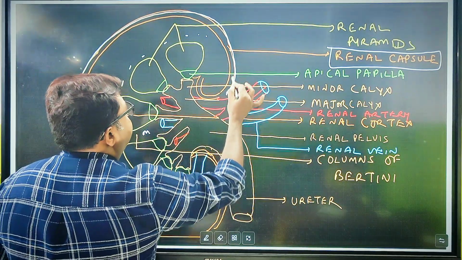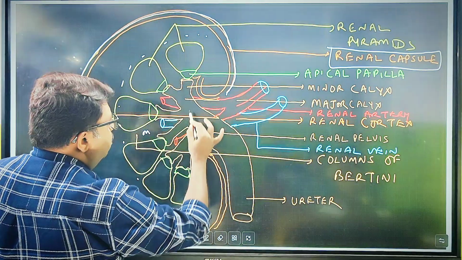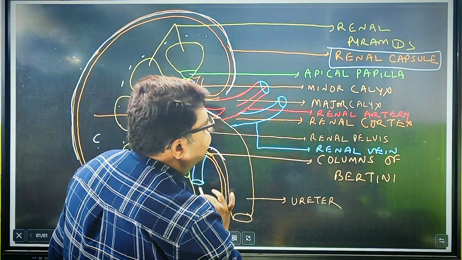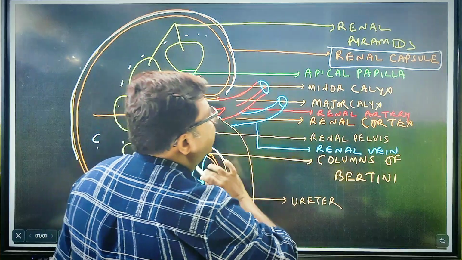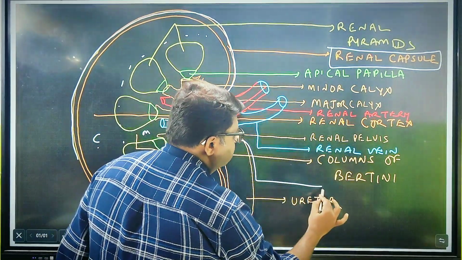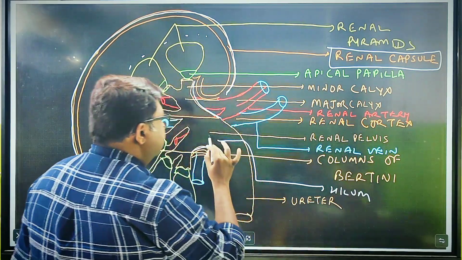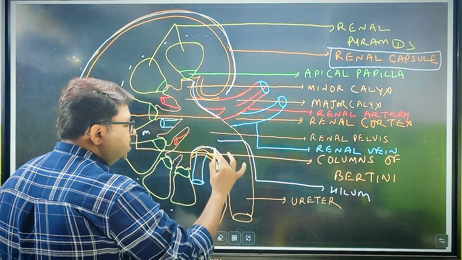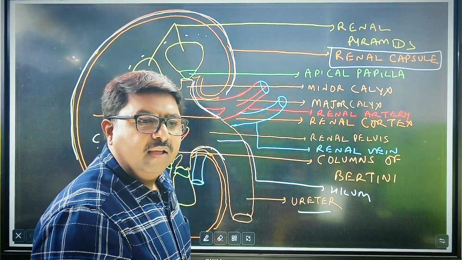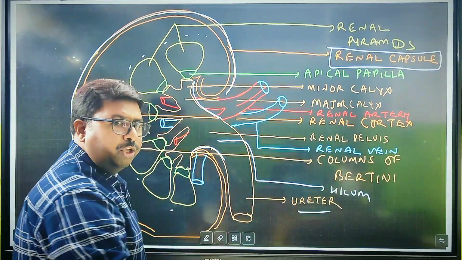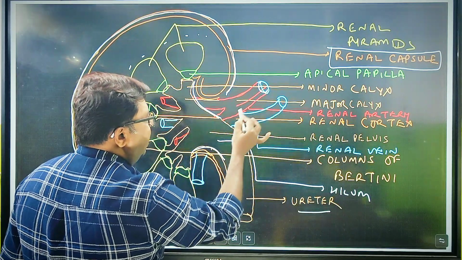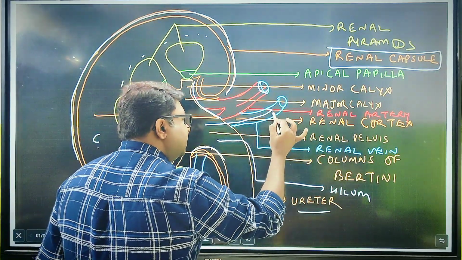Now, if this is the bean-shaped kidney, you can see there is a notch present over here. This notch is called the renal notch, or otherwise called the hilum. Through this notch, what is coming out? The first one coming out is the ureter. The second one is the arteries, you can see the arteries are entering inside and the vein is taking the blood outside.